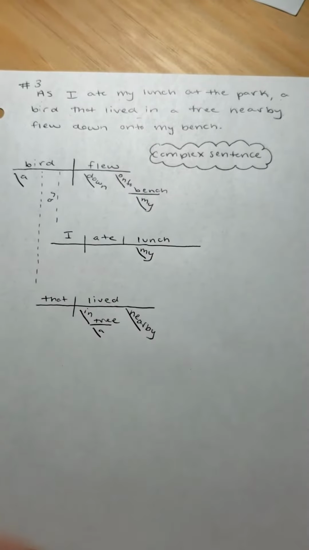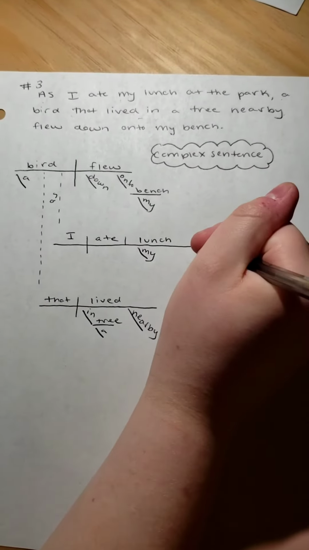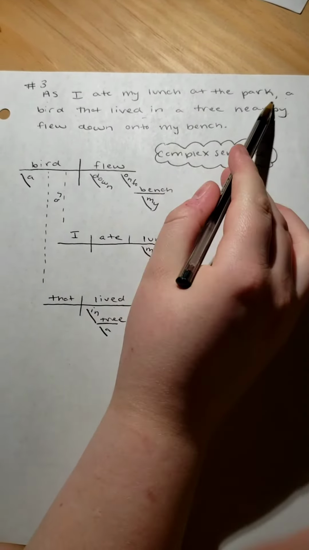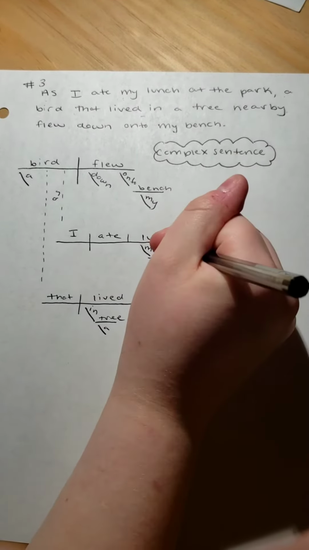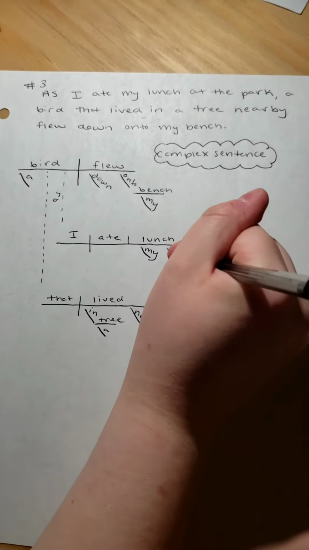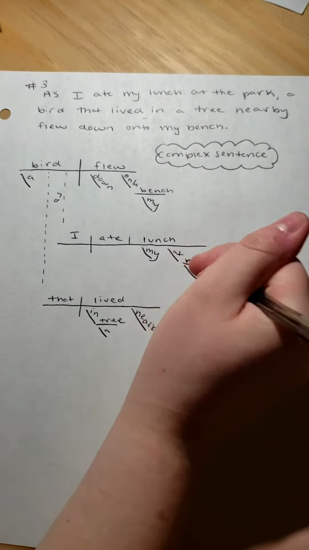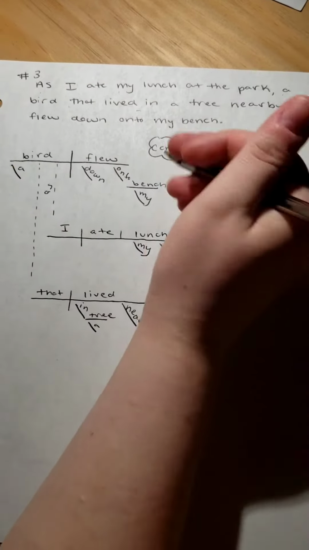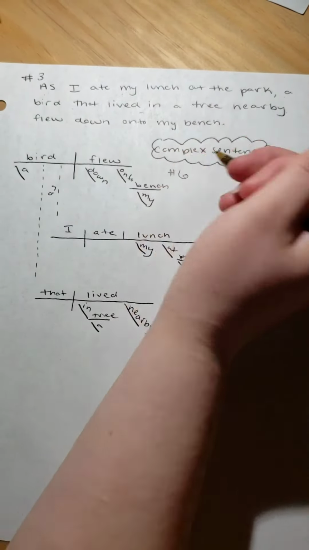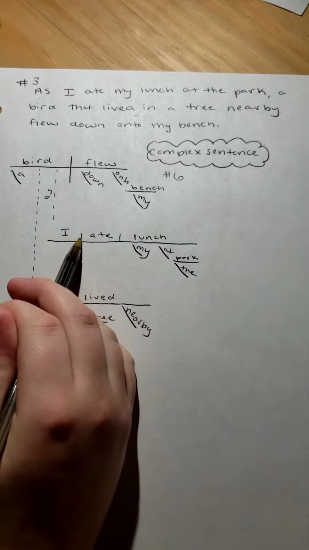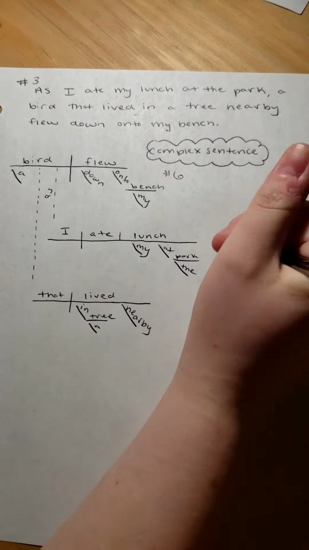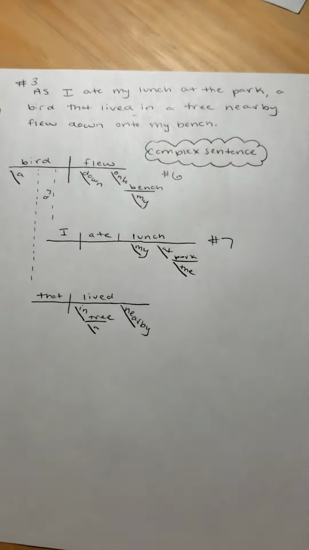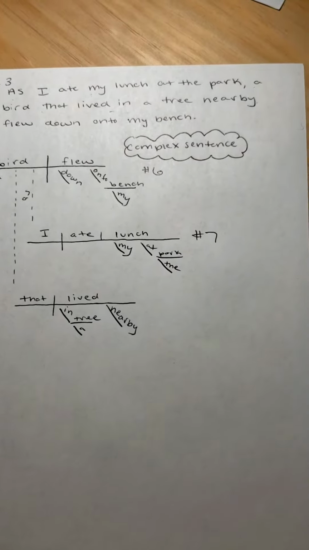My goes under lunch because it's claiming the lunch. And then "at the park" is another prepositional phrase, so it'll be diagrammed as such. At, park, article. And there we go. Bird flew is going to be a number 6 type sentence, and then I ate my lunch at the park will be number 7. And that is all.